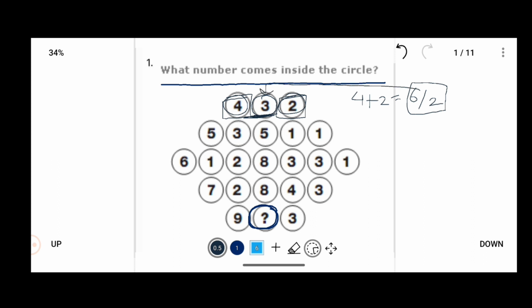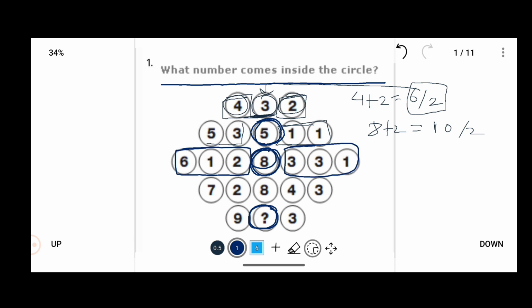Similarly for the second row, you see we have to add what? 5 plus 3 and 1 plus 1. So it will be 8 plus 2, which is equal to 10, and then divided by 2, it is equal to 5, which is our center digit. Here the center digit is 8. So for that, we have to add the surrounding numbers together and then divide by 2. So here the entire sum will be 16, of 6 plus 1 plus 2 plus 3 plus 3 plus 1, and then divided by 2, which is equal to 8. That is your center digit.